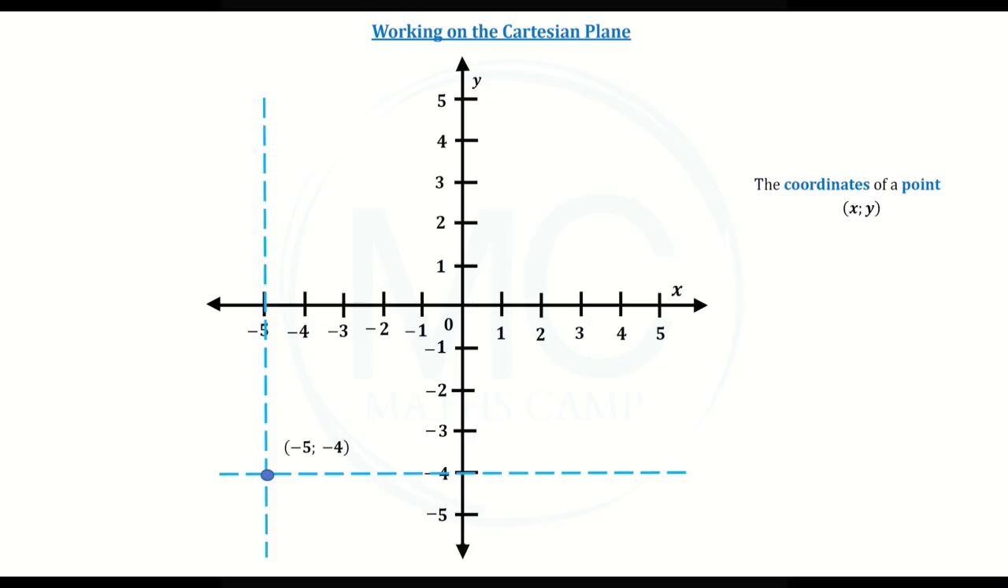Let's do one more. Let's plot the point with coordinates 2, -3. Now, you don't have to draw the dotted lines on the axis. This was just for explanation. To find our point, we can simply look at the values on the x and y axis.